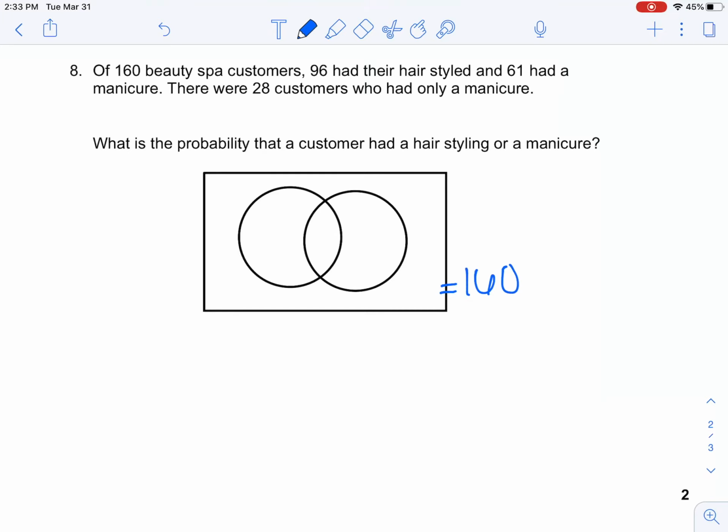Then we know that 96 had their hair styled, so let's make one of our circles H, and that is a total of 96 people. And then we know that 61 had a manicure, so let's use M for manicure, and that equals 61. Then there were 28 customers who had only a manicure, so keyword only there. So this means that that 28 should not be overlapping with our H circle. So this 28 will go over here.